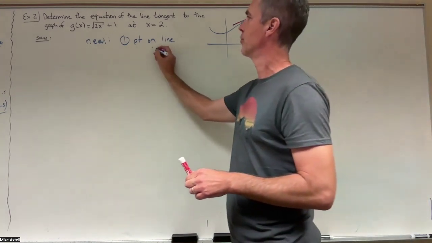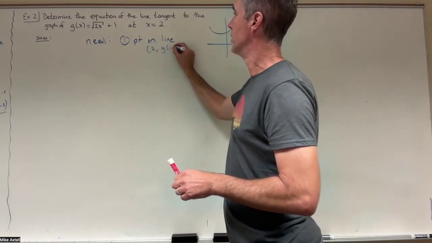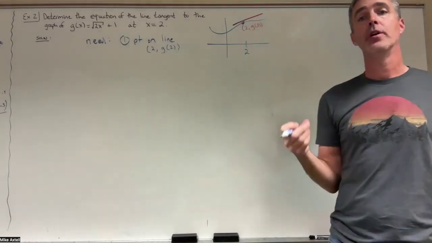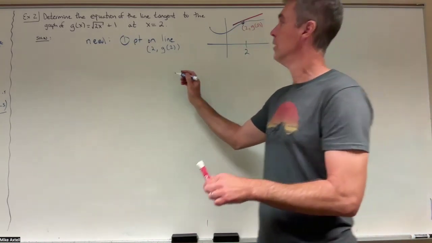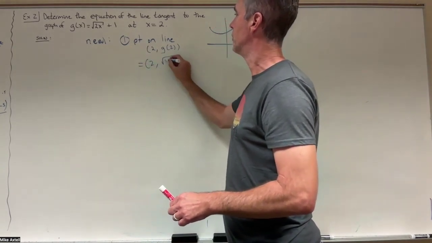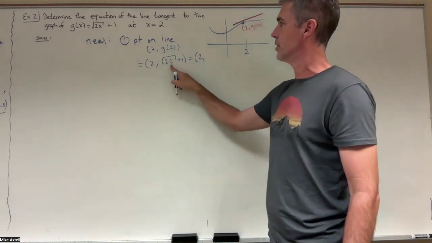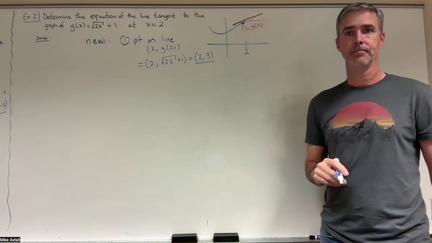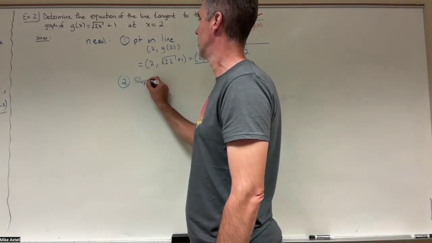So the point on the line I'm going to use, and we'll always use for tangent line questions, is the x value they provided and then the output of the function at that x value. So it's the point on the graph at x equals 2. I might as well calculate that now and be done with it. So g of 2 would be the square root of 2 times 2 plus 1. Square root of 4 is a 2, plus 1 is a 3. So there's the point on the line. And then the second thing I need for the equation of the line is the slope of the line.